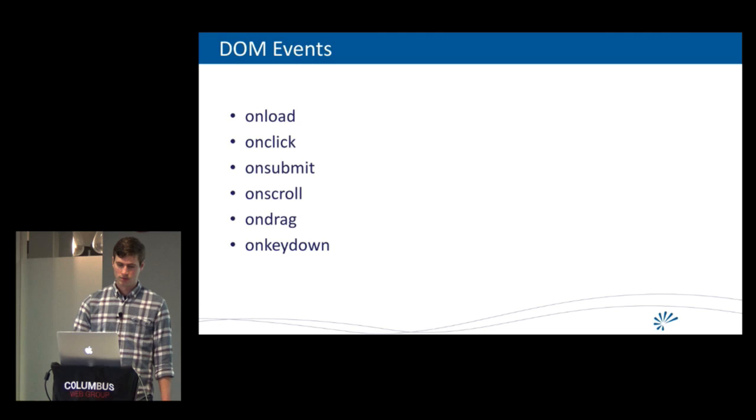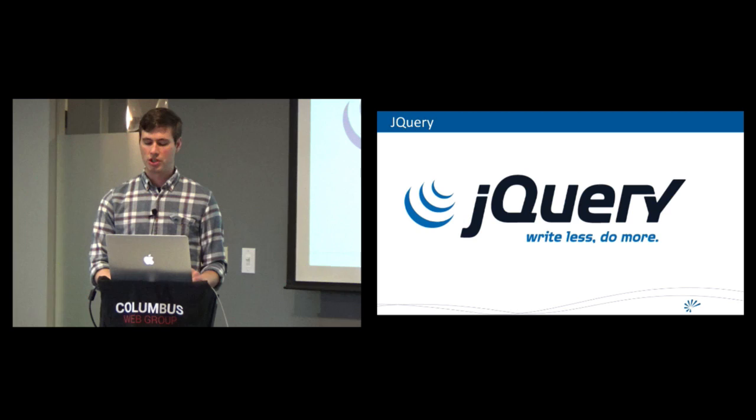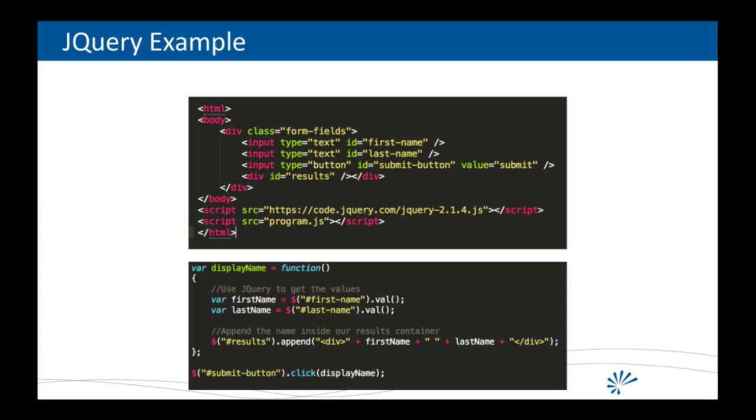Okay. So I mentioned that DOM manipulation can be a little bit painful in JavaScript. jQuery is a utility that makes it much easier. So let's take an example of what jQuery does for us. In the top box here, we have some HTML. You see it's nested. There's sort of a DOM hierarchy to it.